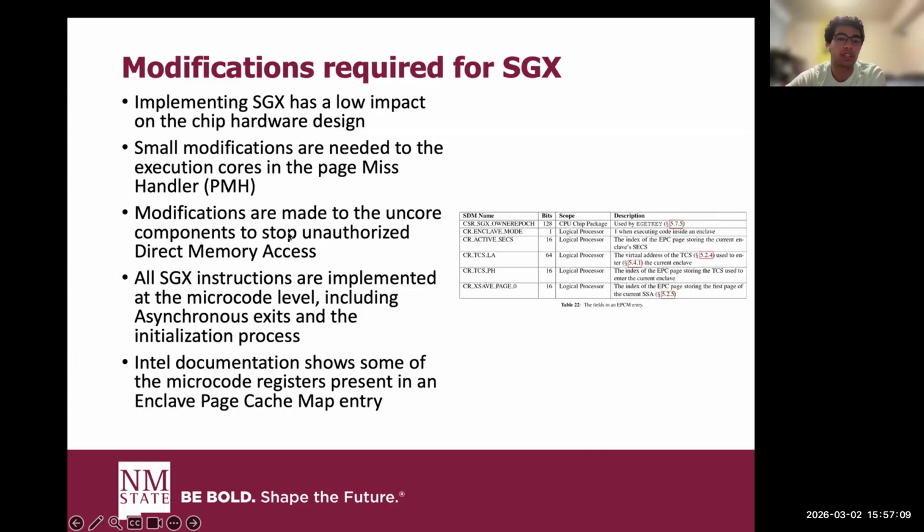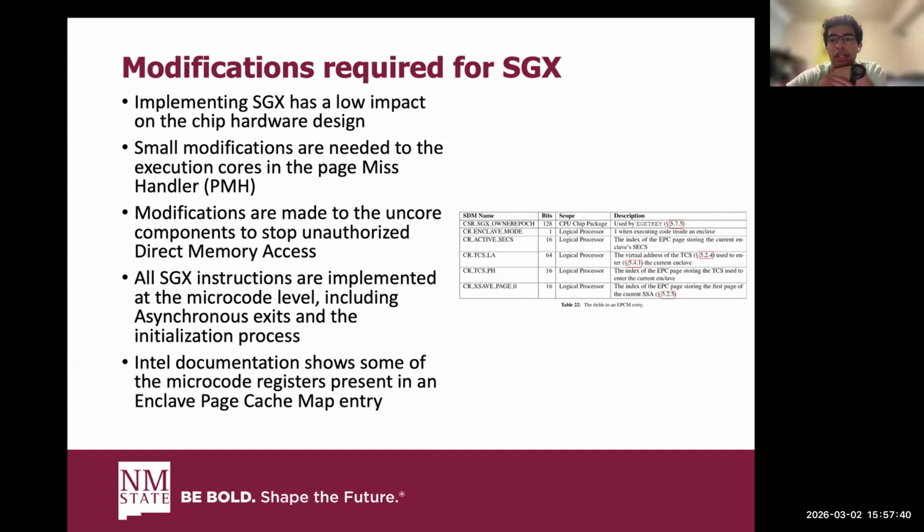Section 6.1 focuses on the modifications required for SGX. Implementing SGX has a low impact on the chip hardware design. Small modifications are needed to the execution cores and the page miss handler, the PMH. The only modification to the PMH hardware that is absolutely necessary to implement SGX is developing an ability to trigger the microcode assist for all address translations when a logical processor is in enclave mode, or when the physical address produced by the page walker FSM matches the processor reserved memory range.